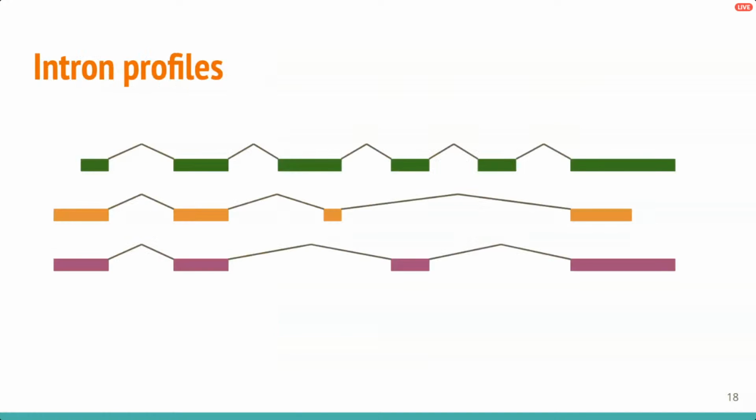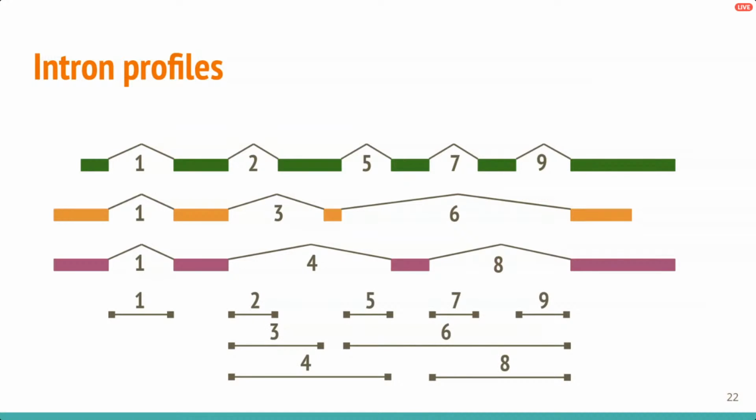Okay, so how do we map reads to known isoforms? Let's look at a simple example. We have 3 different isoforms of the same gene: the green, orange, and purple one. The colors may vary on your screen due to video compression. So what we do first is take a look at all annotated introns, and we enumerate them. Here's intron 1. It appears in all 3 isoforms. Intron 2 appears only in the first isoform. Intron 3 appears only in the yellow one, and so on.